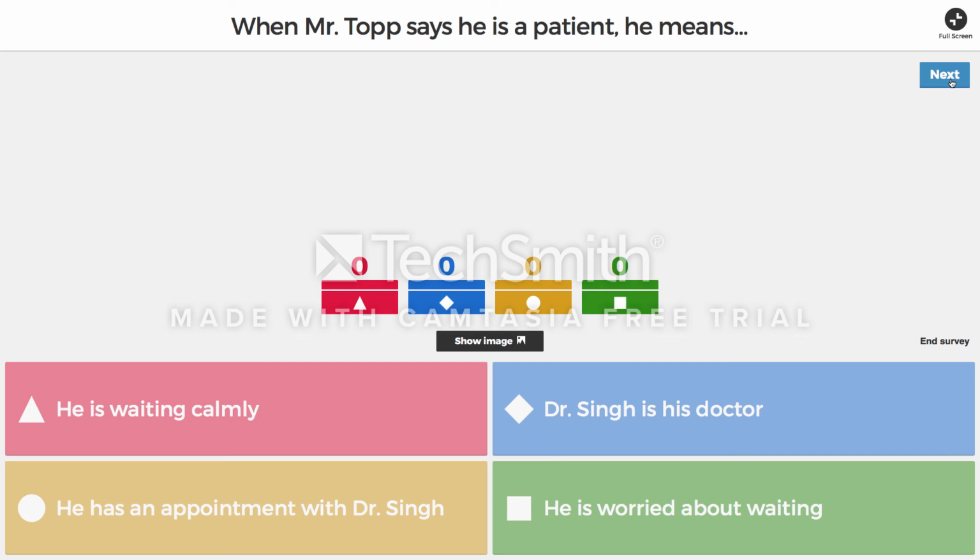Now for the second meaning, can anyone take a guess as to what that would mean? Right, something related to doctors. So the other meaning that we can give patient, someone who is being treated by a doctor. So in this scenario, when Mr. Top says he is a patient, he means that Dr. Singh is his doctor.